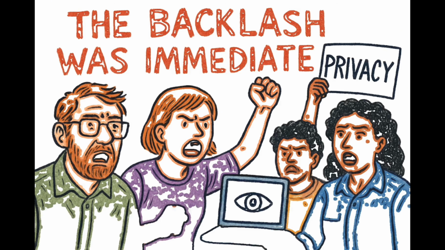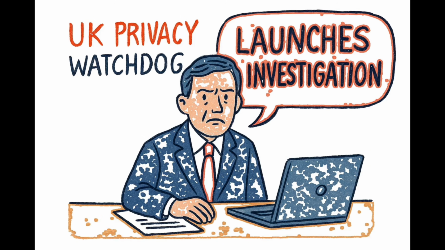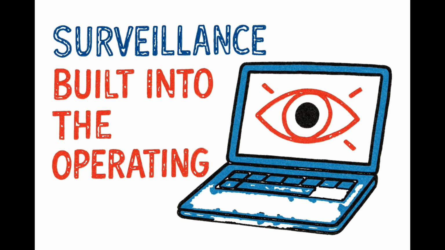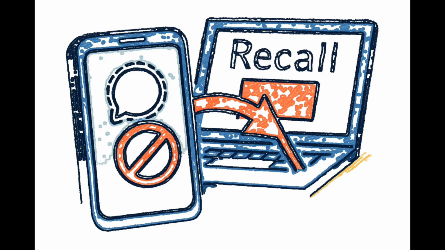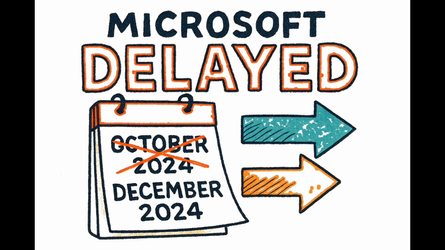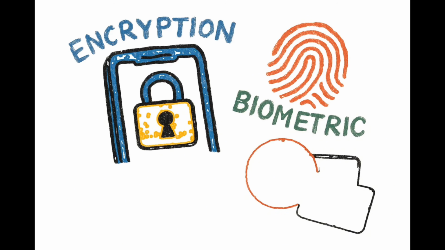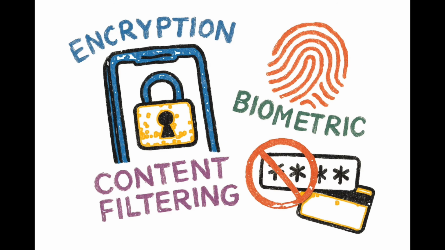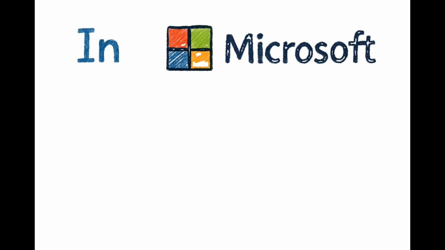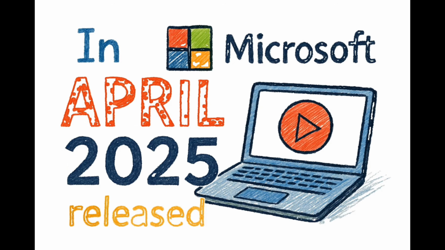The backlash was immediate. The UK's privacy regulator announced an investigation. Privacy advocates called it surveillance built into the operating system. Signal added a feature to block Recall from screenshotting their app entirely. Microsoft delayed the launch, first to October 2024, then December. They claimed they were adding security, encryption, biometric authentication, content filtering to skip passwords and credit cards. In April 2025, 11 months after the original announcement, they released it anyway.